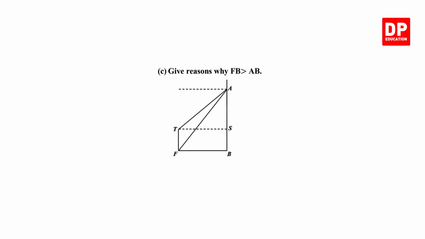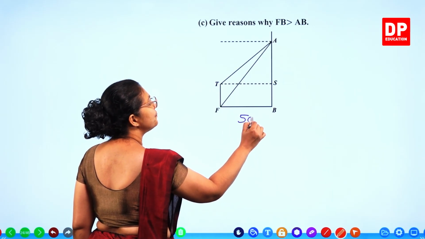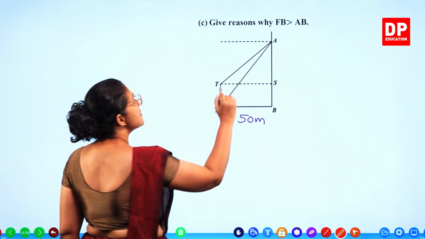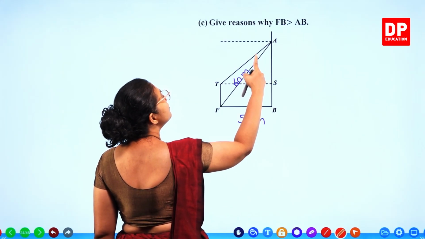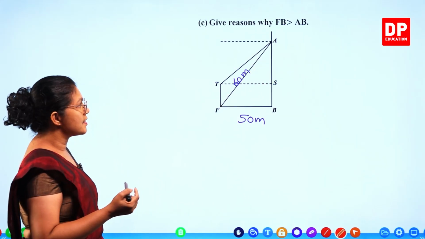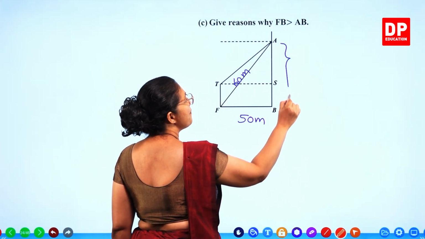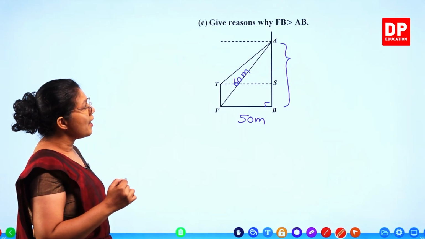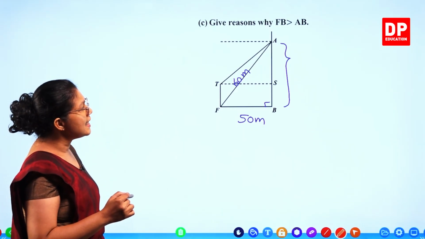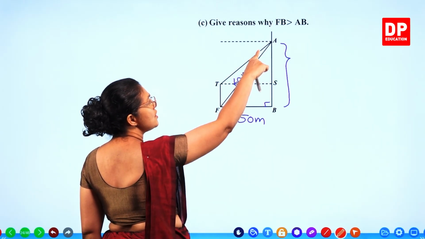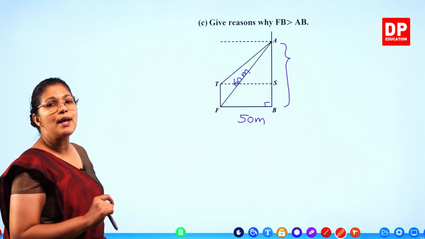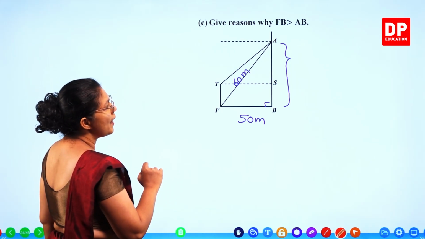Part C, give reasons why FB is greater than AB. FB, we already know that's 50. And we know AF, the wire, is 60 meters. And we need to find out AB first. So how are we going to find out AB? We know this is a right angle triangle. You can use Pythagoras theorem. We know the hypotenuse and one side, and we can easily find the other side by using Pythagoras theorem.